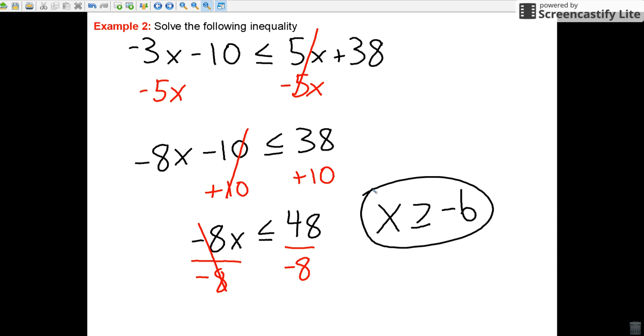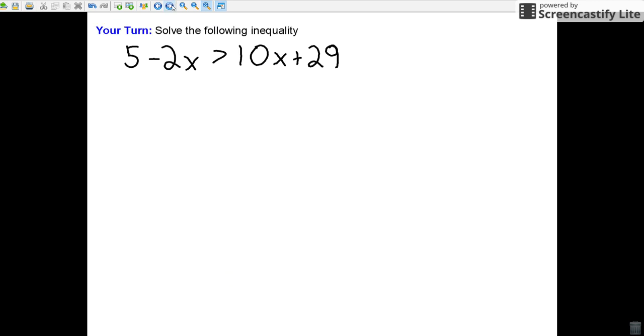That's the most important step with inequalities, is anytime you multiply or divide by a negative number, you have to flip your inequality sign. All right, please take a moment and attempt this question yourselves.